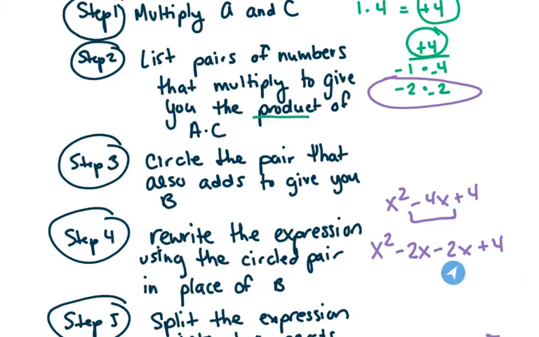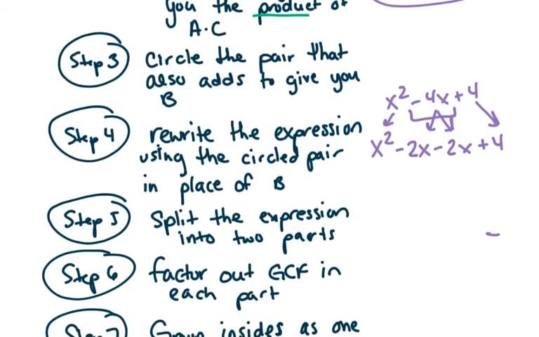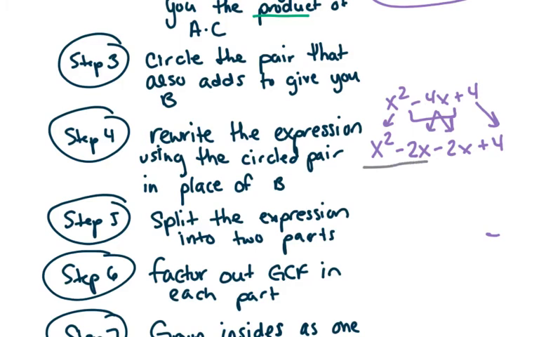And so you'll see that I really didn't change the value. If I added these two numbers back together, I would end up with -4x. All I did was rewrite it to make it look the way I wanted to. So I didn't change the value. That's really important. Everything is the same other than the middle. I just broke the middle up. Okay. Now we're going to split the expression into two parts. So I'm going to look at the first part together and the back part together.